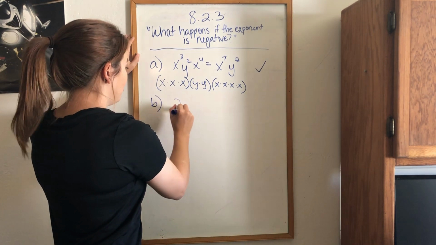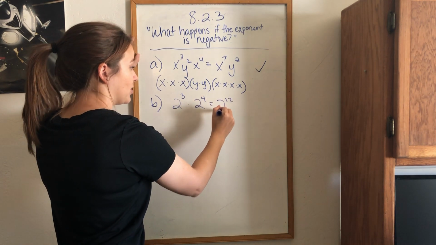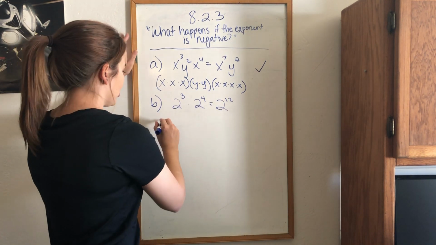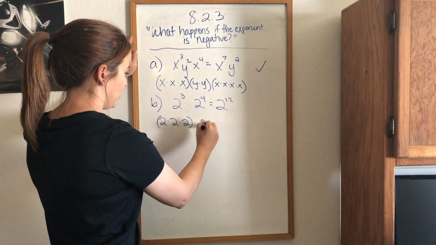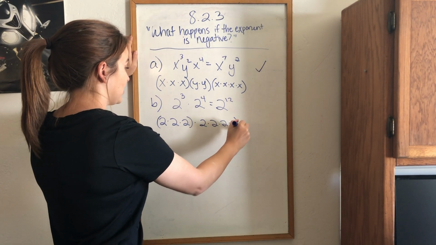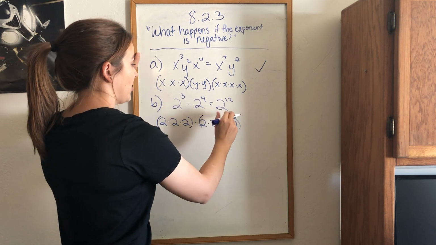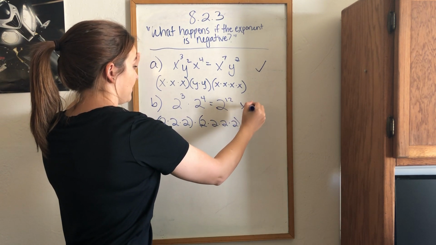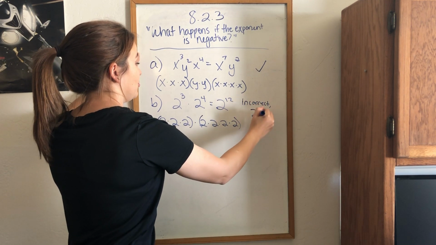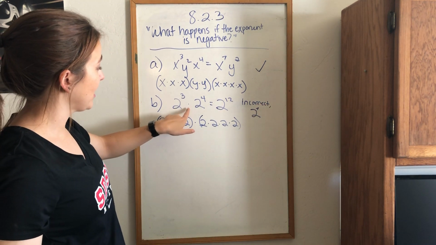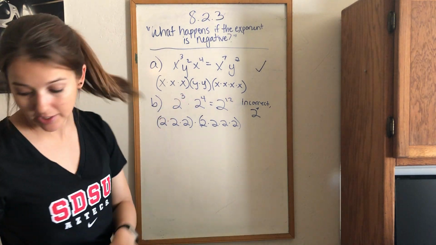Part B is 2 cubed times 2 to the 4th equals 2 to the 12th. This one's looking a little wonky to me. Let's make sure it's correct or not. 2 times 2 times 2 is this one, and then we're going to multiply it by 2 times 2 times 2 times 2. Count them up, 1, 2, 3, 4, 5, 6, 7. So no, this is not correct. I'll put incorrect. It should be 2 to the 7th, because when you are multiplying the same bases together, you just add the exponents. Looks like they multiplied the exponents.